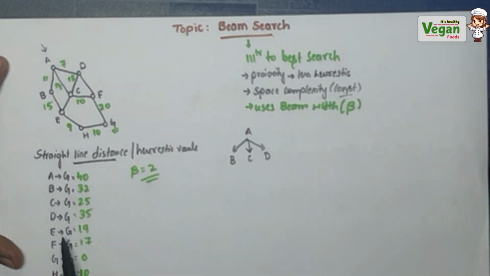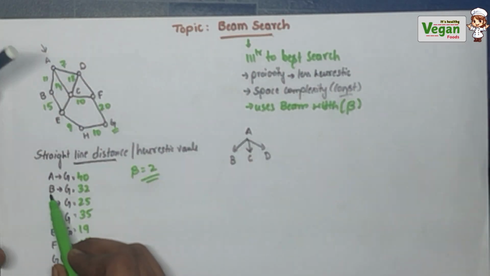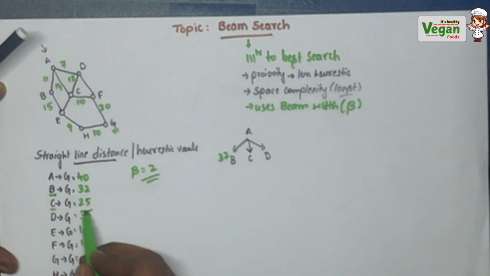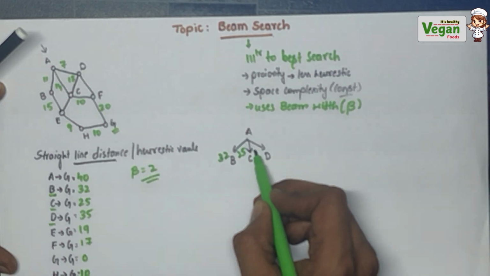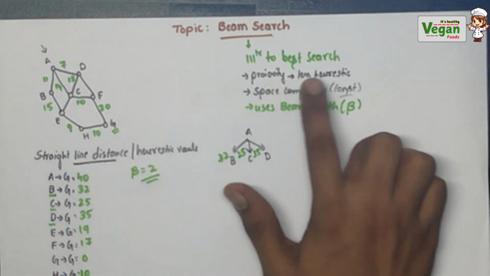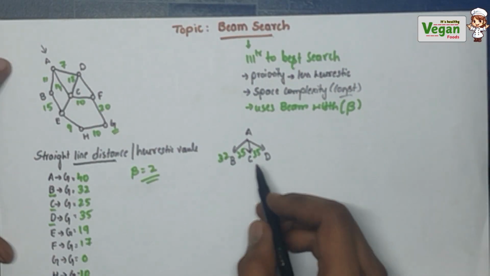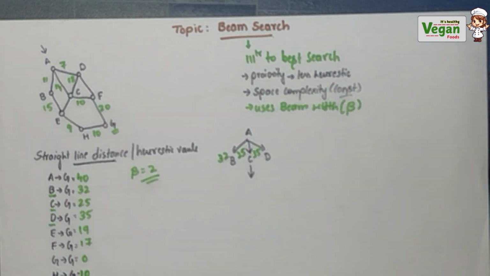From A to B, you must see the heuristic value of B. B has heuristic value 32, C has heuristic value 25 and D has heuristic value 35. Earlier I said that the node with the least heuristic value will have more priority. Among 32, 25 and 35, 25 is the least one, so C will have more priority.